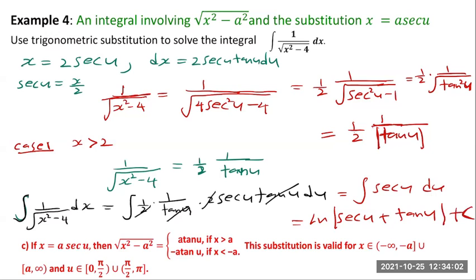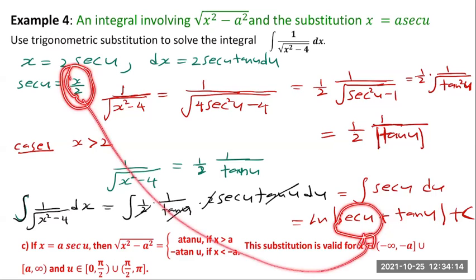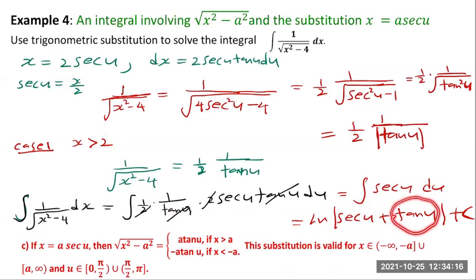Okay, that's your integral. Now the next task is you need to find, of course, secant u is just x over 2. You can put that x over 2 in here. But you need to find your tan u as an algebraic expression of x. Okay, you can also do that. Let's go ahead and find it.